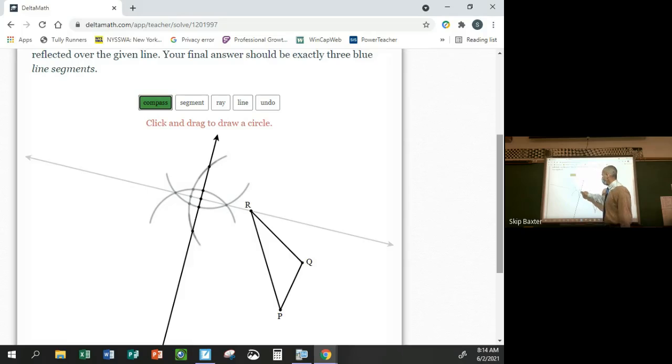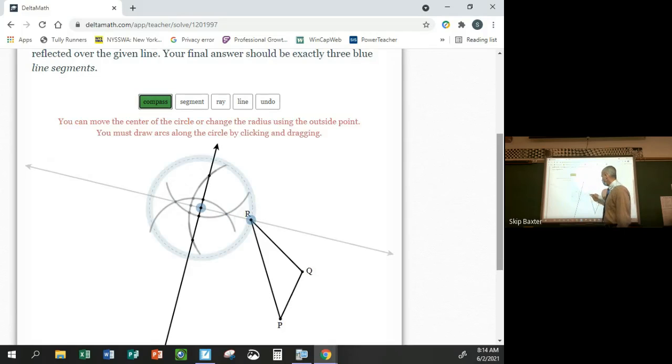Then I'm going to use my compass centered at that point and go to R and make sure that this distance is the same as this distance. So now I have R prime, goes right there.